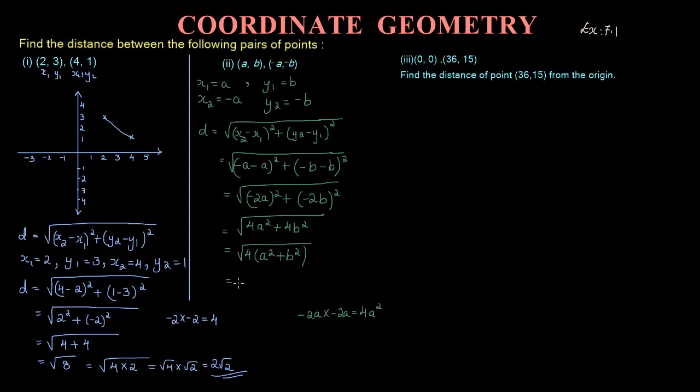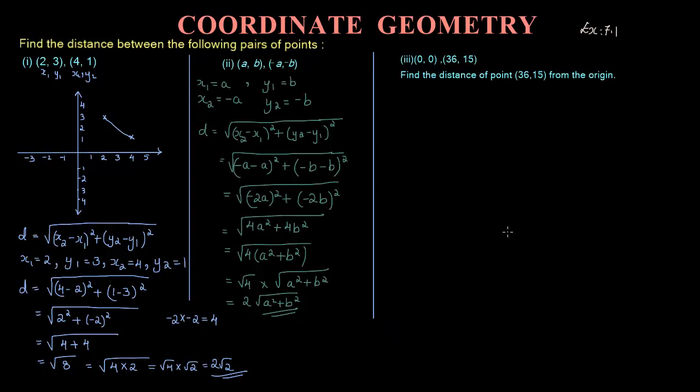This is the indices law. This root is for 4 as well as this root is for a square plus b square, right? So square root of 4 is nothing but 2. 2 square root of a square plus b square. So this is the answer, we have got it.